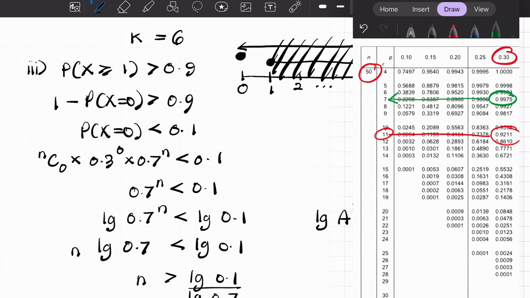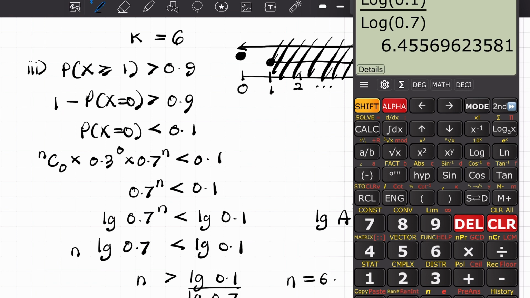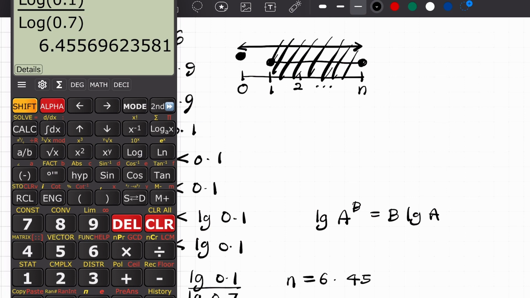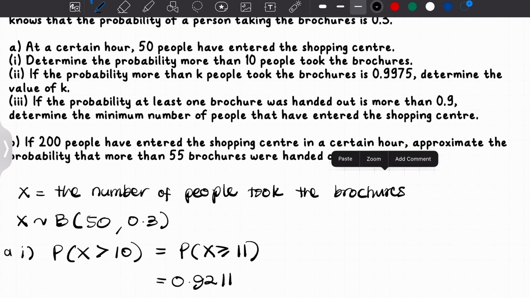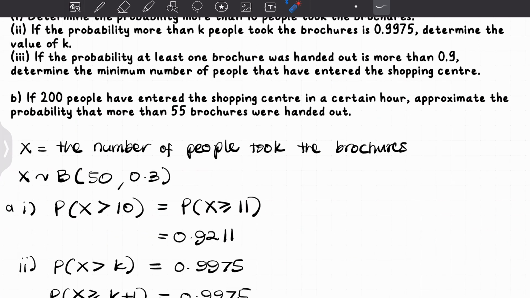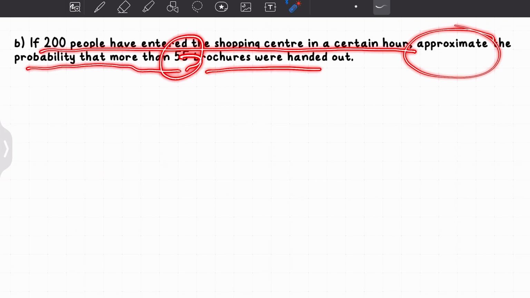So let us find the value. Log 0.1 divided by log 0.7 is 6.456. Therefore, n equals to 7. What is n? n is the minimum number of people that have entered the shopping center. If 200 people have entered the shopping center in a certain hour, approximate the probability that more than 55 brochures were handed out.